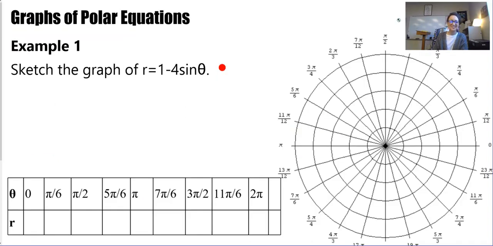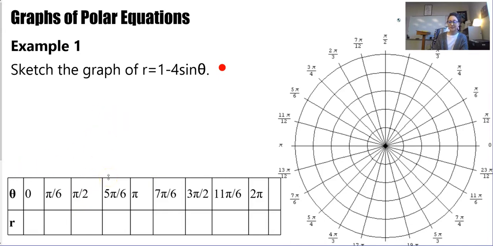Okay, I'm going to force a pause on your screen. Go ahead and do two things for me. Copy the equation for example 1, and then make this table for me. We've got theta going from 0, pi over 6, pi over 2, 5 pi over 6, etc. So your radians with denominators of 2's and 6's. And so make this table for me, and then go ahead and hit continue when you are ready to start it together.